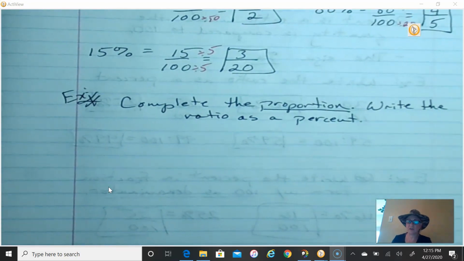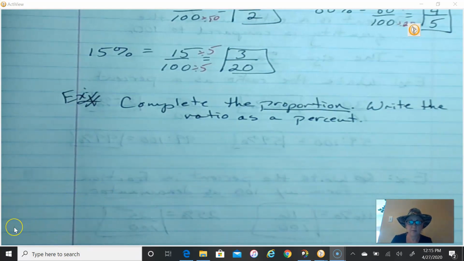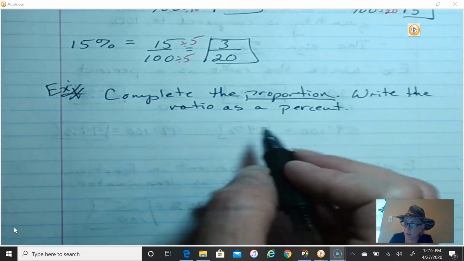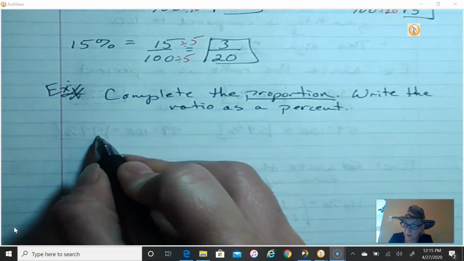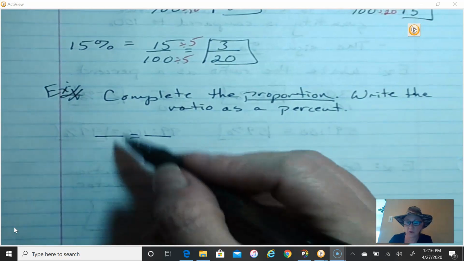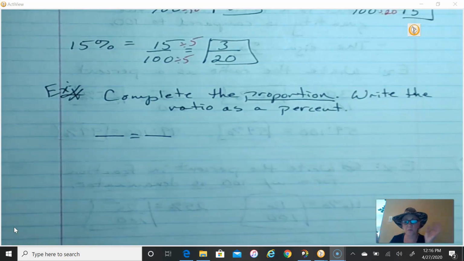Okay, proportion, just to remind you, because you've done these before, a proportion looks like this. It's two fractions with an equal sign in between. Remember cross multiplication and all that good stuff, okay?